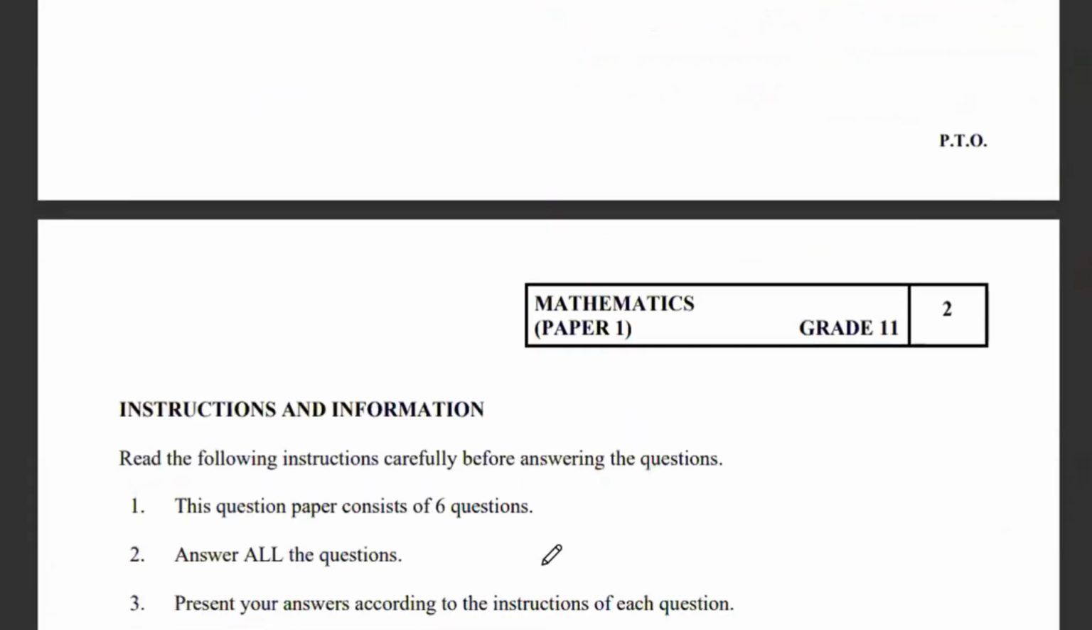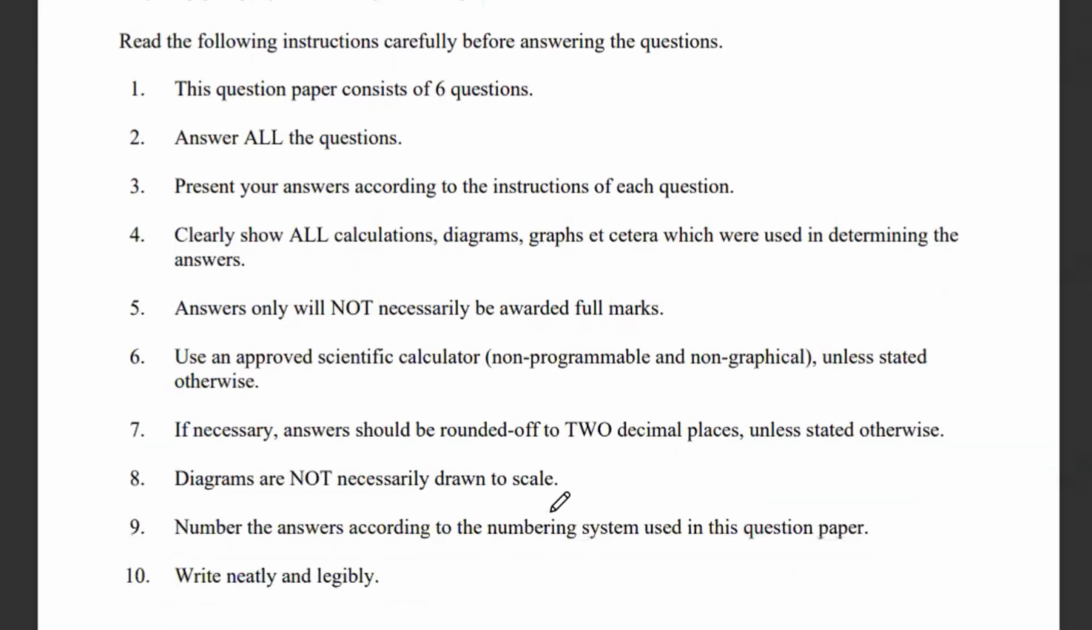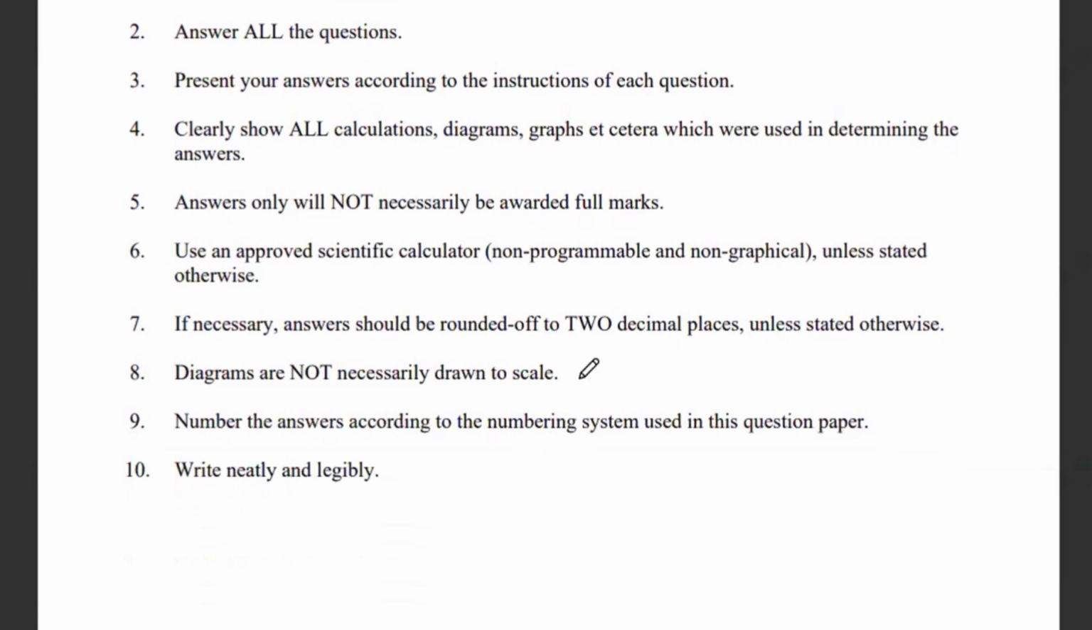So the instructions are telling us that we have 6 questions. We need to answer all the questions. Follow the instructions for each question. You must show calculations. Answers only cannot be given full marks. Use a calculator that is approved, and round off only if it is necessary, unless they tell us otherwise. Diagrams are not to scale, so we're not going to be using guesswork. And then lastly, we need to write neatly. I'll also try to write neatly.